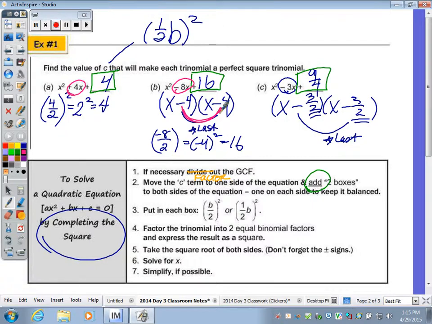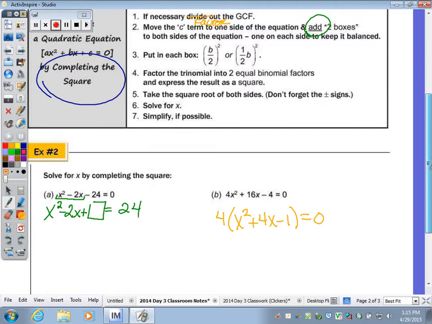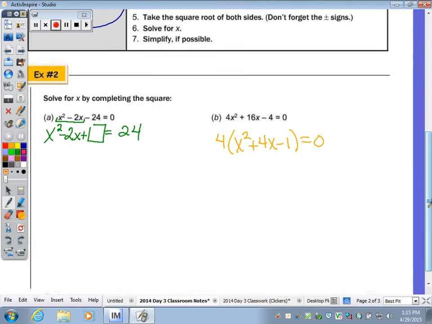So we add the boxes. That's step number 2. And then what goes in the box, don't forget to add it to both sides. It's an equation. You need to keep it balanced. Whatever you do to one side, you must do to the other. Now we're going to put in each box half of the B squared. So half of a negative 2 is a negative 1. Negative 1 squared is 1.